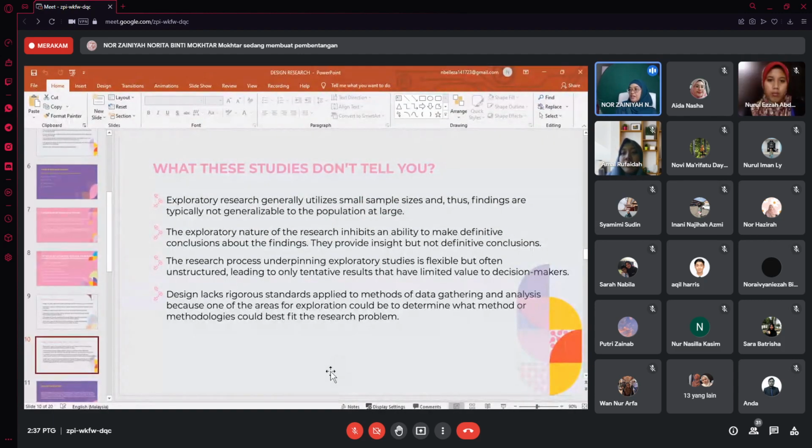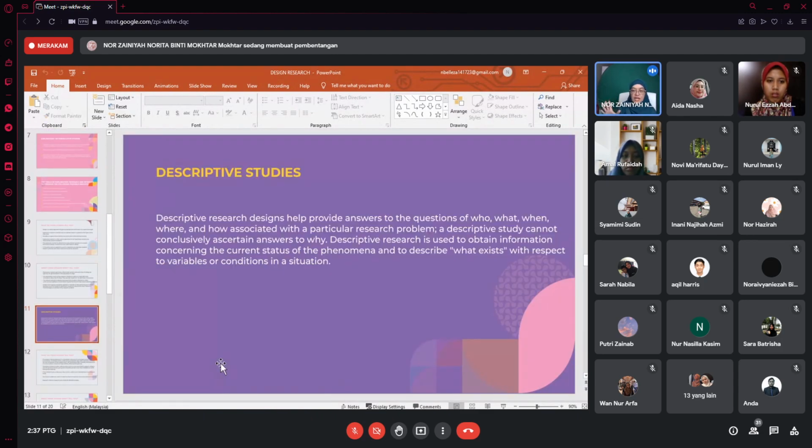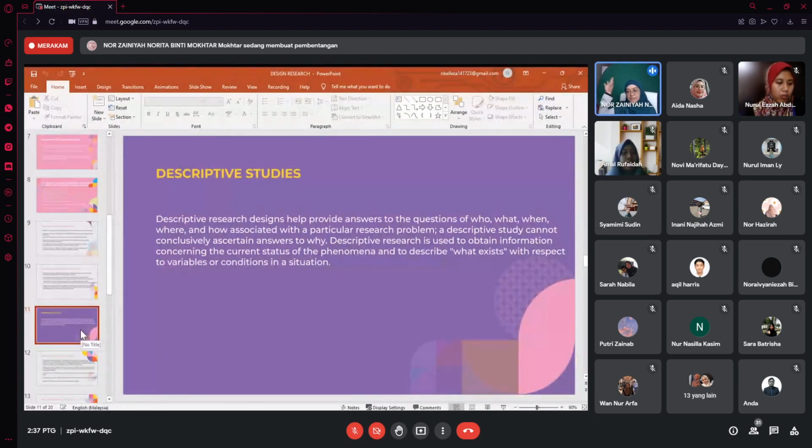What does it not tell you? Okay, I can skip this because you don't need to know this, and you won't be able to identify it anyway. But this is very important later when you do your RM. Right. Next, descriptive studies. That was exploratory; now we're talking about descriptive.